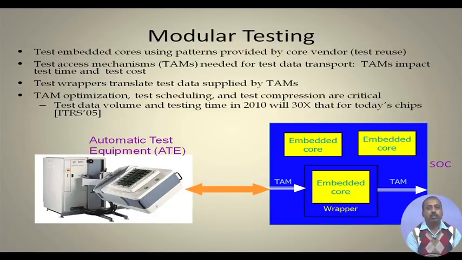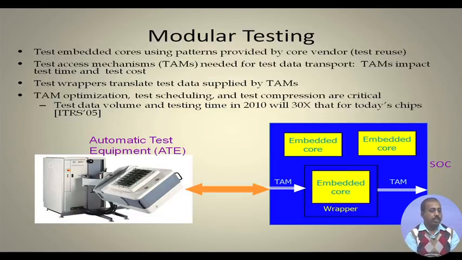So, TAM is the test access mechanism. It has a fixed width, say 32 bits. Now, each of these cores may not have 32 inputs; some of them may have say 100 inputs, some 64 inputs, some 90 inputs, like that. So, we need to do some sort of adjustment between the TAM lines and the number of inputs and outputs for the cores. That is how the test wrappers will take care of it.